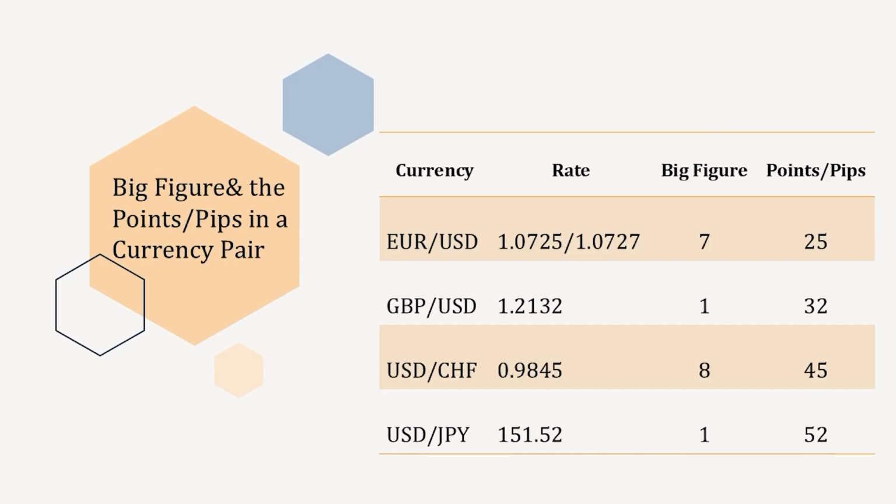In foreign exchange trading, currency pairs are quoted with precision, often up to 4 or 5 decimal places. 2 important concepts here are: 1. The big figure. 2. Points or pips. Let's break it down. In the quote, euro to US dollar is equal to 1.0725/1.0727. The big figure is 1.07. It remains constant for both bid and ask. The last 2 digits are called points or pips. Here, the spread is 2 pips, 25 versus 27.